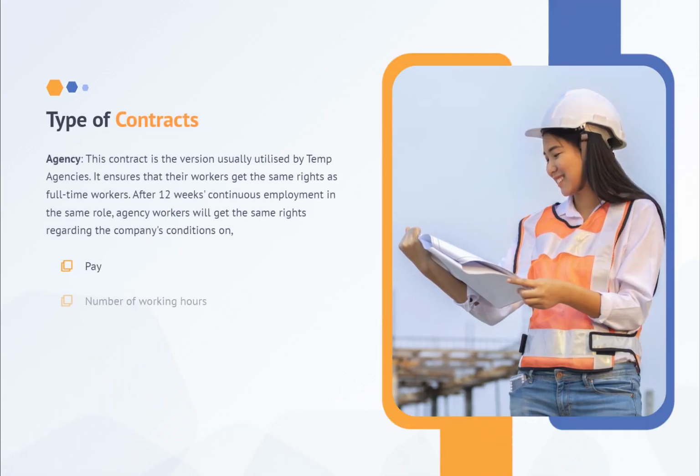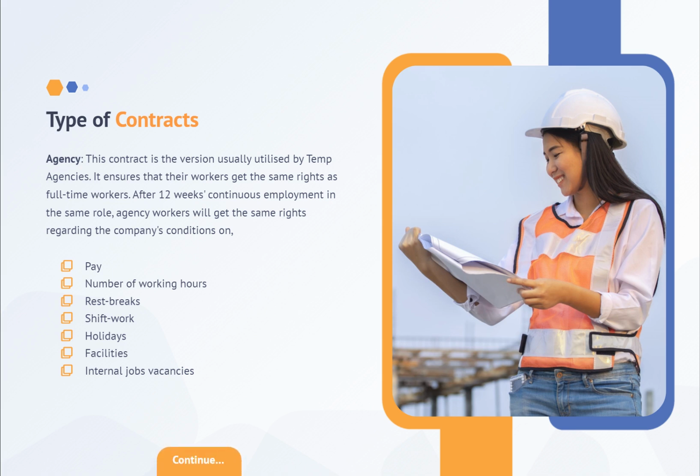Agency. This contract is the version usually utilized by temp agencies. It ensures that their workers get the same rights as full-time workers. After 12 weeks continuous employment in the same role, agency workers will get the same rights regarding the company's conditions on pay, number of working hours, rest breaks, shift work, holidays, facilities, internal job vacancies.